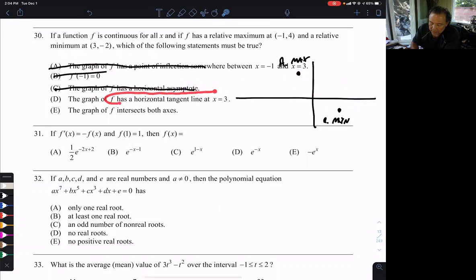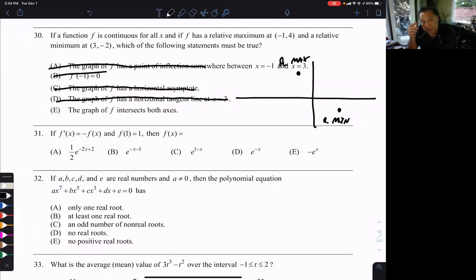f has a horizontal tangent line at 3. And again, if there's a relative min there, does it have to have a horizontal tangent line? And the answer is no. Can't it be a sharp point there? And then it doesn't have a tangent line there? So max and mins can occur if the derivative is 0 or a horizontal tangent line, or if the derivative does not exist. We don't know what's going on there. It could be either one, so it doesn't have to have a horizontal tangent line.